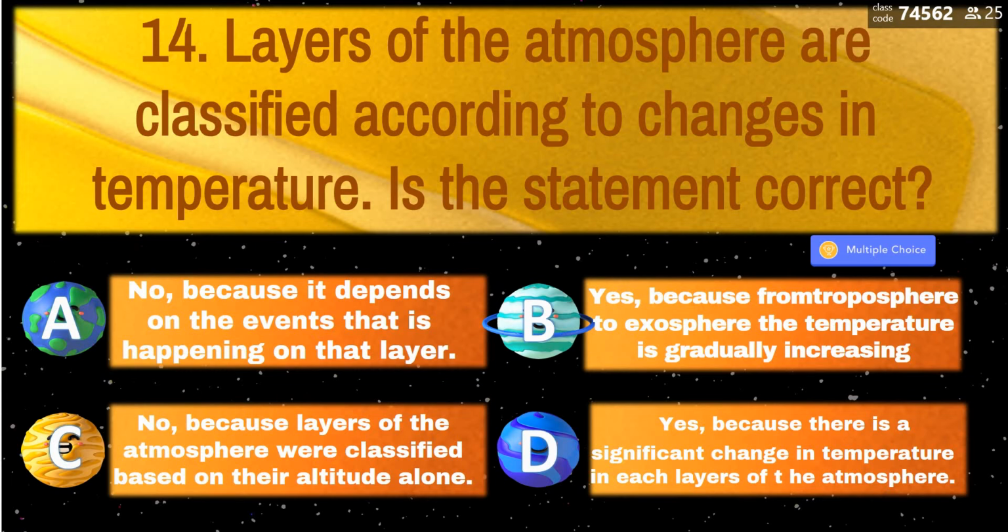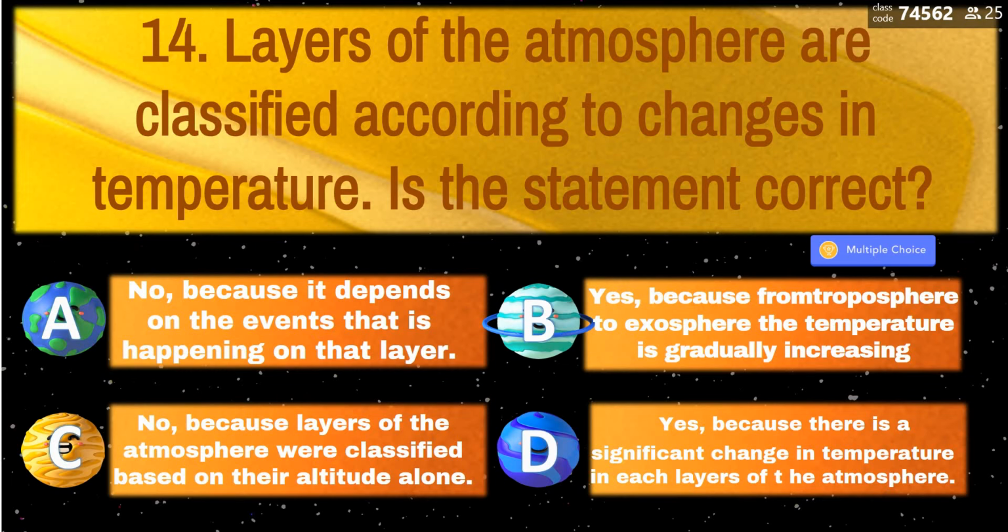A. No, because it depends on the events that is happening on that layer. B. Yes, because from the troposphere to exosphere, the temperature is gradually increasing. C. No, because layers of the atmosphere were classified based on their altitude alone. Or D. Yes, because there is a significant change in temperature in each layers of the atmosphere.